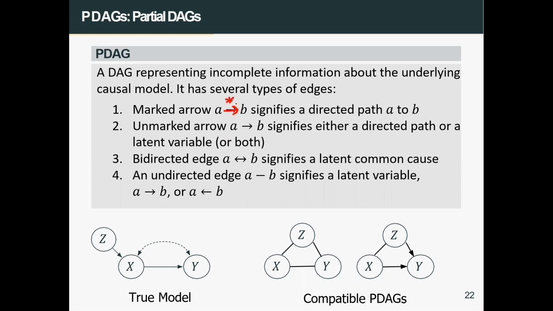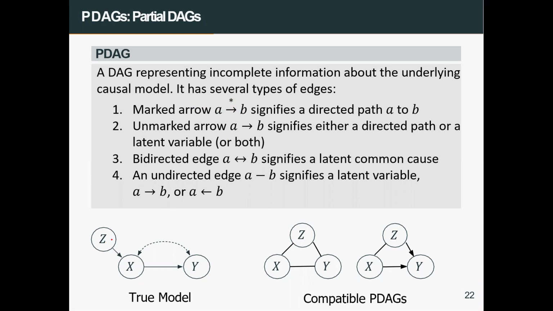I tried drawing the star as best as I could, but it just kind of always ended up a bit too high up. So be careful if you're reading the text for this. But the marked arrow star basically signifies that there's a direct path from A to B.